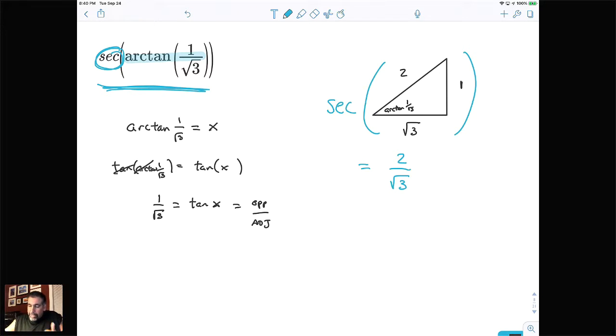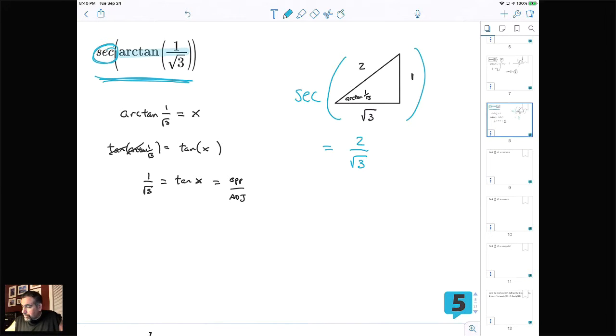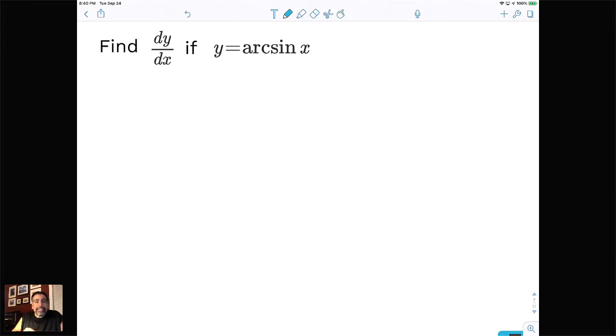Because if they understand the inverses, if they understand how the inverse trigs are angles, when we get to calculus, things are going to go very, very smoothly. So let's take a look at this example. This is considered to be one of the one-step derivatives. Students can just write this down if they remember it.